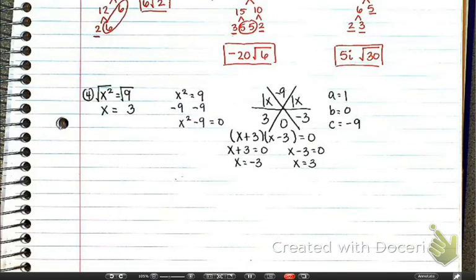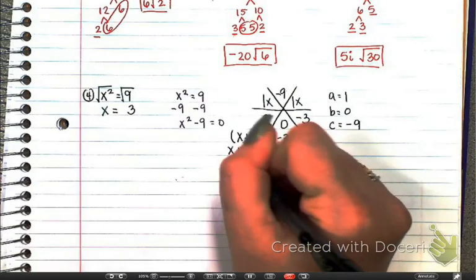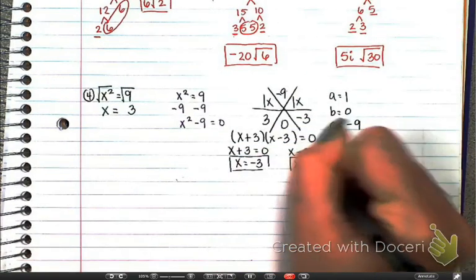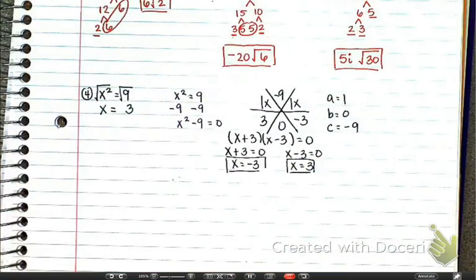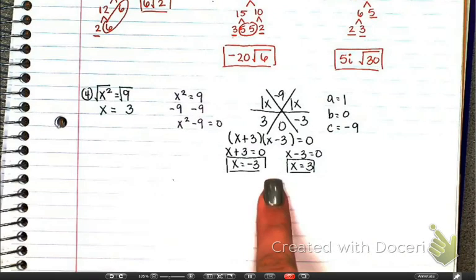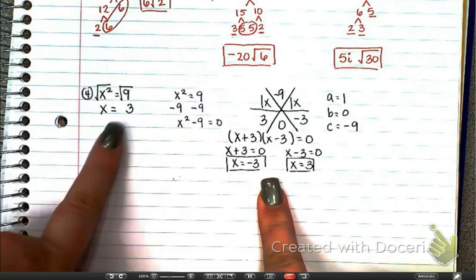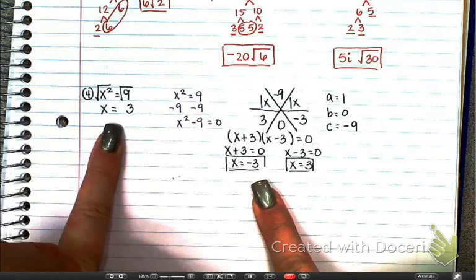Okay. Now we need to look at our answers for when we factored versus when we took a square root. Why is it that I have the exact same problem? I just rewrote it, but it's the exact same problem. Why is it that I have 2 answers here, but only 1 answer here? Because it what?